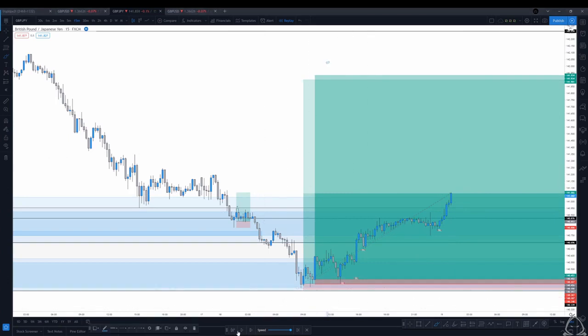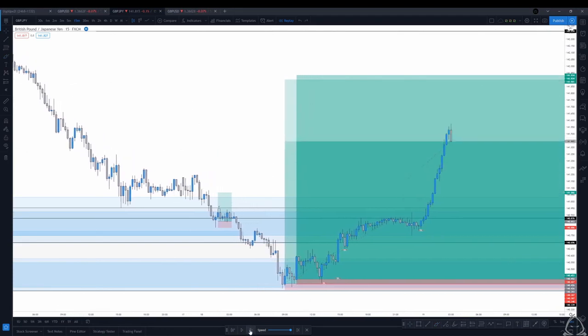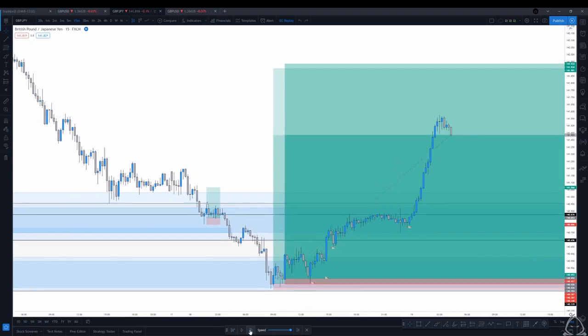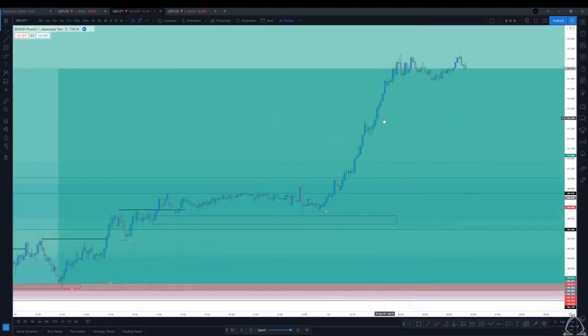We'll just play price on and see if there are any bits of structure that we can look to manage on, or anything that comes up. We can see that price is just accelerating to the upside. Let's move down to the 5 minute just to take a look, as we're starting to see a pause in market structure.